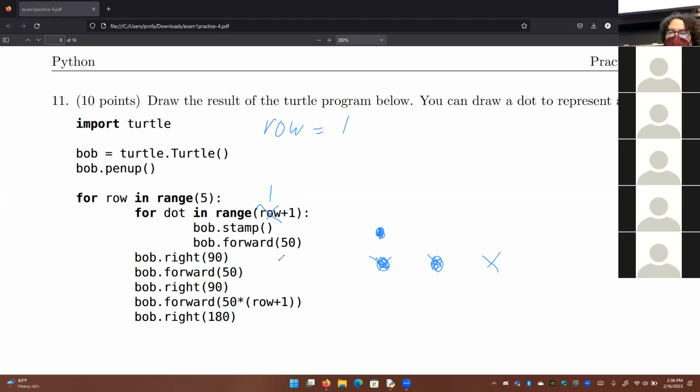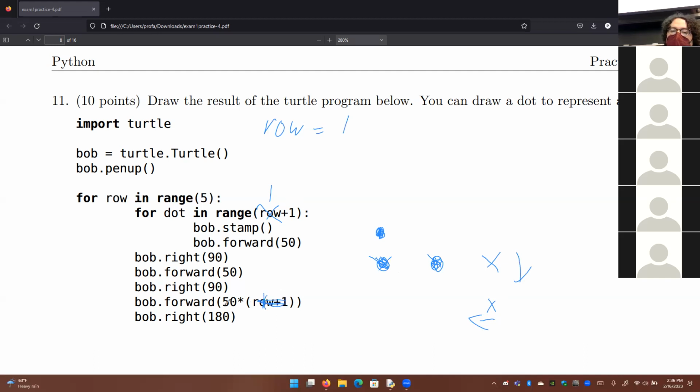Then what do we do? We turn right. We move forward, which means we move him here. I'm just using the X's to note his current position. They're not stamps. Turn right 90 degrees again, so he's facing this way. And then he moves forward 50 times, 50 pixels times row plus 1, 1 plus 1.